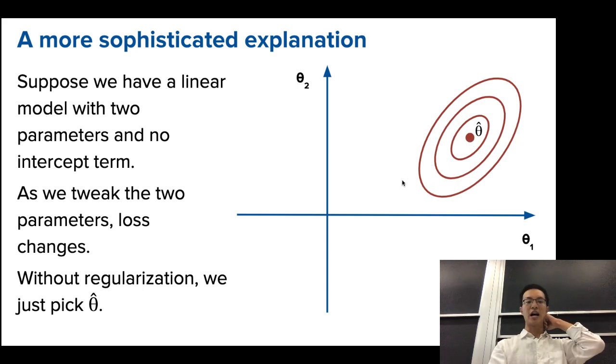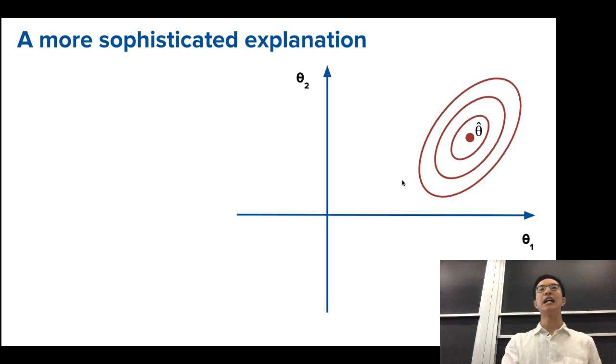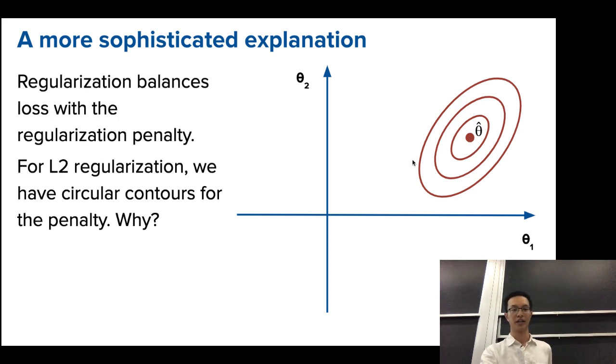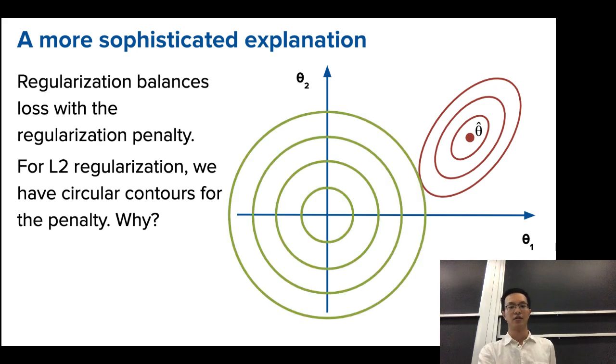Okay, now when I add regularization, I have two things that affect my loss now. I have my original loss, but I also have my regularization penalty. Okay, so when I add L2 regularization, I will add these contours to my contour plot. Okay, so the green circles here refer to the penalty incurred by L2 regularization.